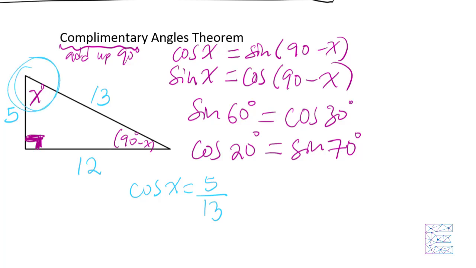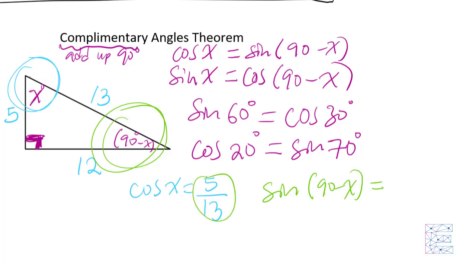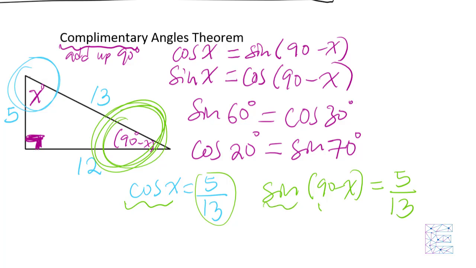What is the complement of angle x? The complement of angle x is this angle here. So if our theorem is true, if we do the sine of 90 minus x, we should end up with this same answer. What is the sine? Sine is opposite over hypotenuse. So what is opposite from this angle here, the green circled one? 5 is. And what is the hypotenuse again? Still 13. So notice the cosine of this angle is 5/13, and the sine of its complement is 5/13, as we just found out using the complementary angles theorem.